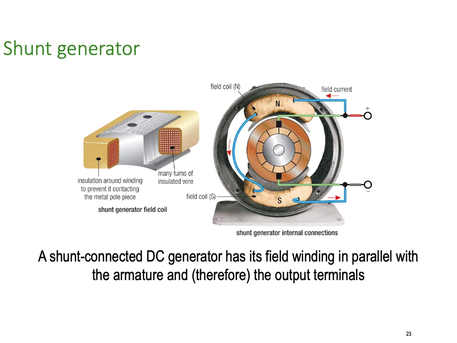So in our shunt generator, you can see here's the generator, and the field winding, as you can see here, field north, field south, is simply connected in parallel with the armature. So here's my armature connections, and then here's my field, simply connected in parallel. So the shunt connected DC generator has its field winding in parallel with the armature and therefore the output terminals.